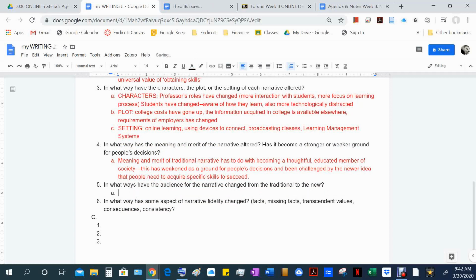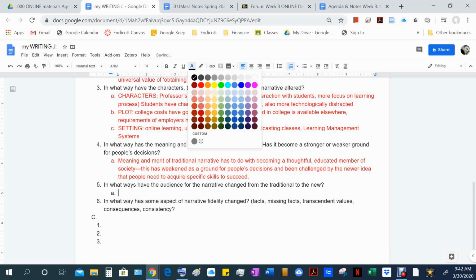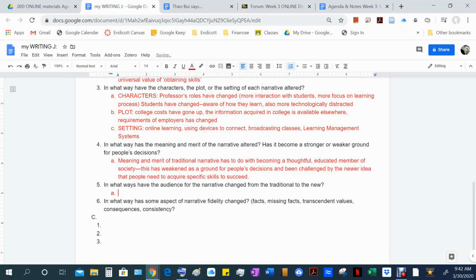Okay. And we have the audience. How has the audience changed? And again, for me, audience is society, right? Because this is a narrative that society sort of tells itself, and I would just say people are more skeptical than they used to be. That's essentially it. And it doesn't mean everybody's saying no one should go to college, it's terrible, right?